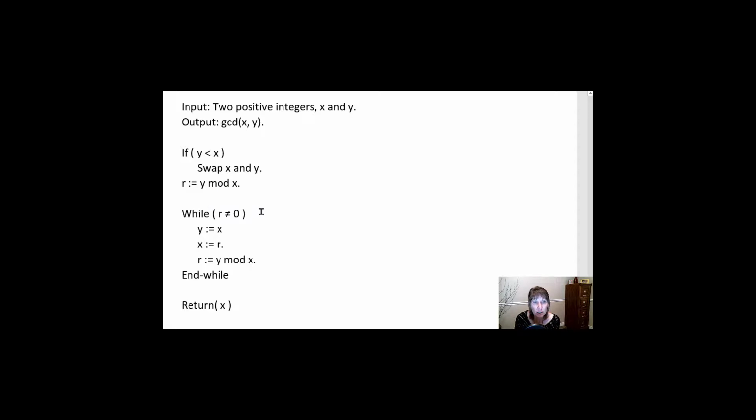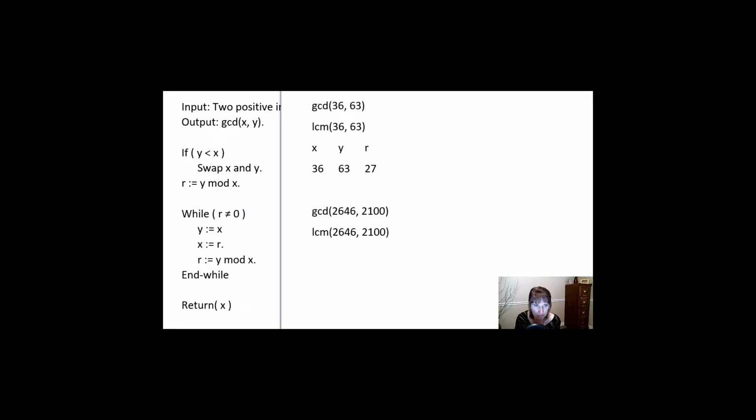Now we're going to go into this loop, and we'll stay in this loop as long as r is not equal to 0. We're going to keep going till there's no remainder. So we set y equal to x, so y becomes 36. x becomes the remainder, so x becomes 27. And then we do the mod again. So we take 36 mod 27. Well, 27 will go in there one time, and the remainder is 36 minus 27, which is 9.